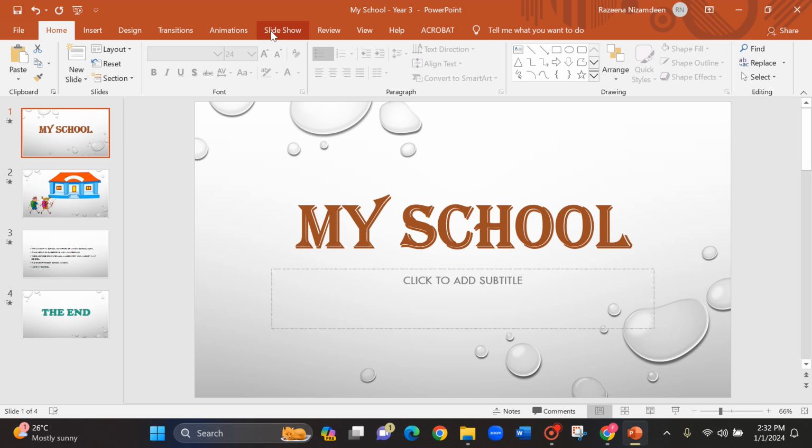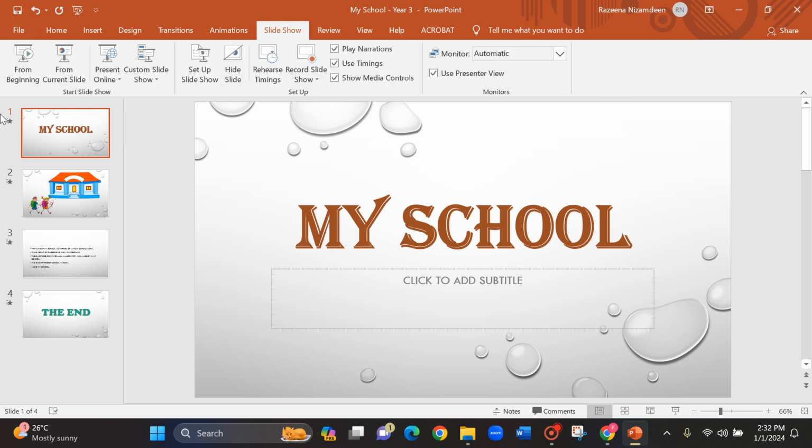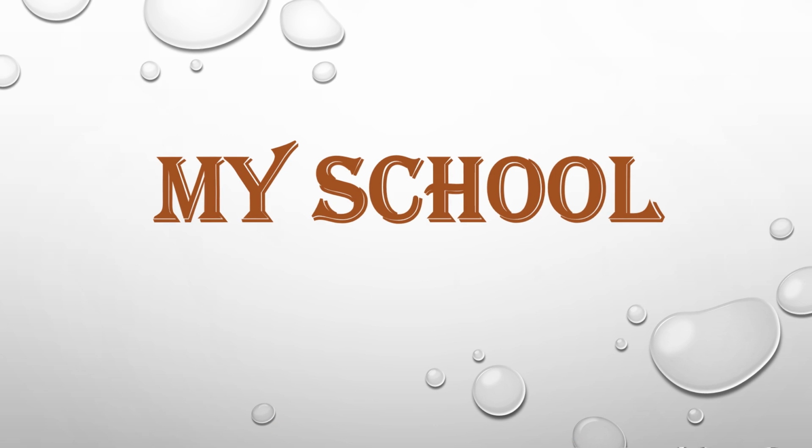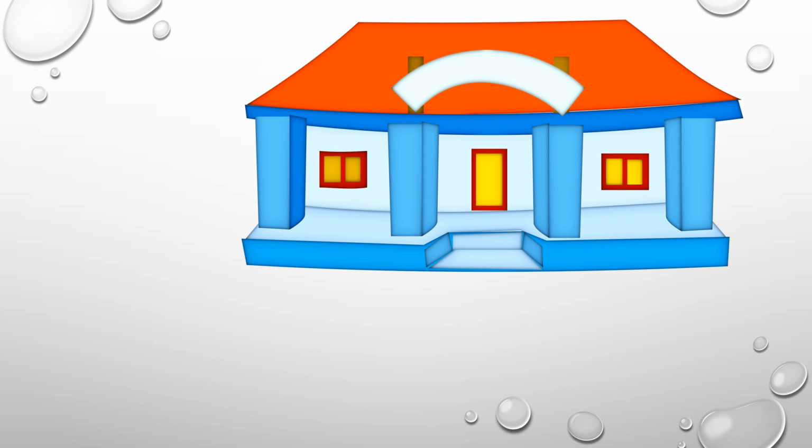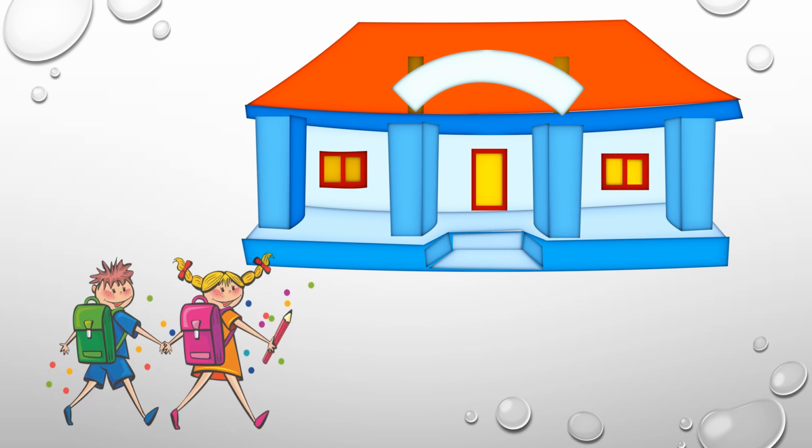Now let's play our presentation. Go to slideshow and click on from beginning. There you go. By pressing the space bar key or the right arrow key, or by clicking the mouse, you can move to the next. Okay, so my school, first image, the second image.